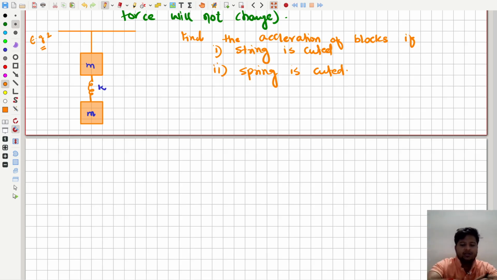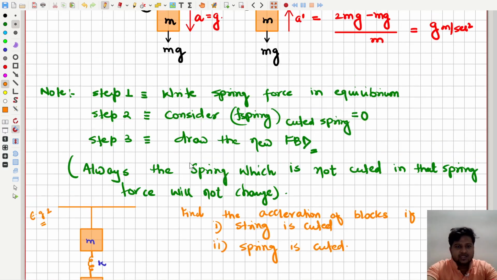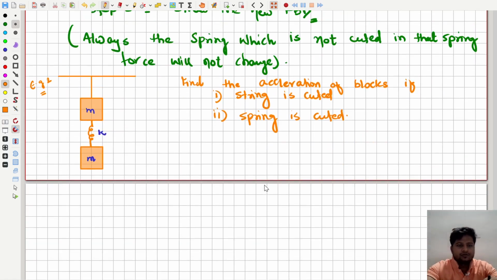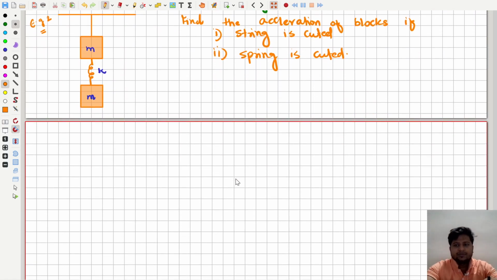First look at step 1. What was our step 1, guys? Write the spring force in equilibrium. Second, write the spring force or tension force, whatever is there in equilibrium, okay? And whenever you cut a spring or thread, tension or spring force will become zero. Is that clear? Draw a new FBD and then find the acceleration. This is the method, correct?